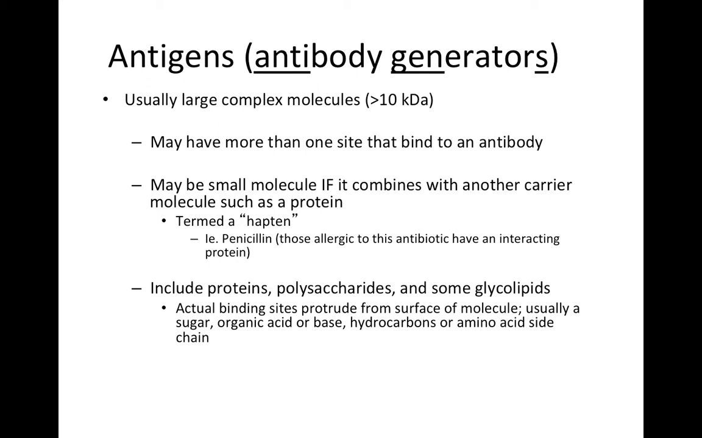For example, penicillin allergy is from penicillin binding to a protein in bacteria, and then the body making antibodies to the protein and then penicillin. And I'll give you an example of this in a second with benzene. And it's also possible to have antibodies that bind polysaccharides or glycolipids.